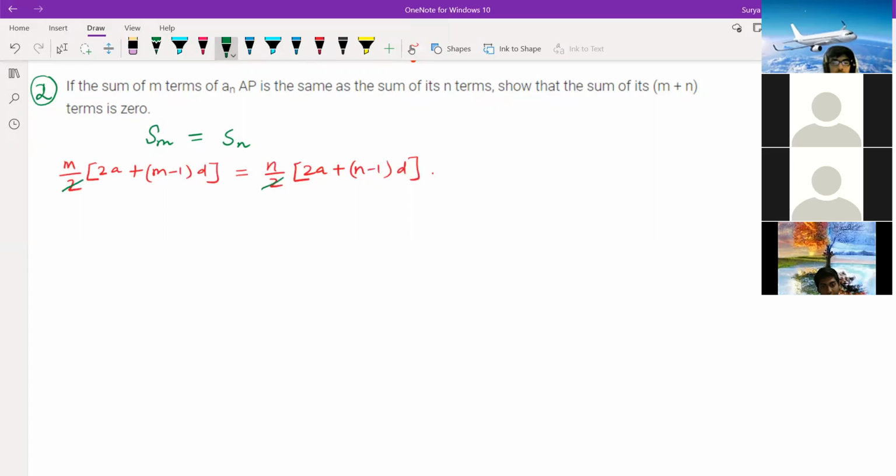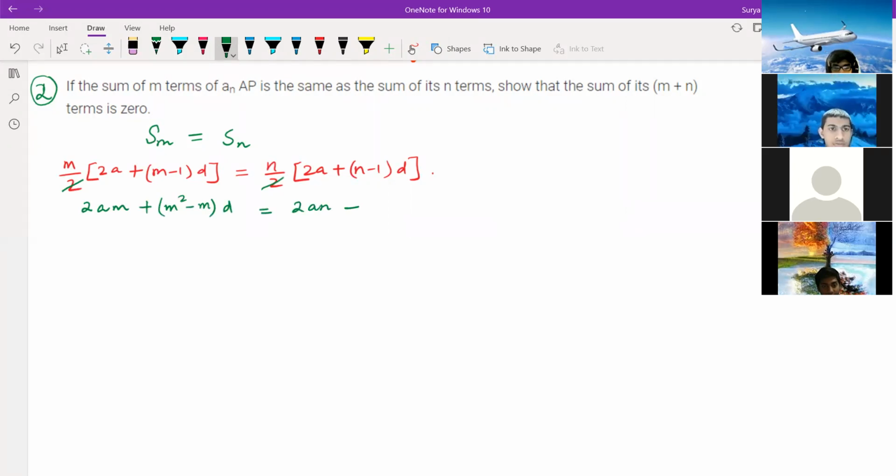Now we just multiply m inside. You can write here 2am plus m square minus m into d, is equal to 2an plus n square minus n into d. Can we write like this? Yes.